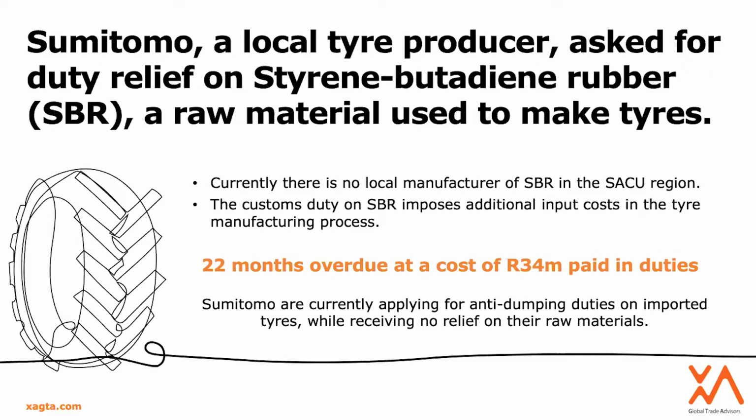That case is currently 22 months overdue at a cost of 34 million rand paid in duties. It also appears to have been completely unopposed. Ironically, Sumitomo are currently applying for anti-dumping duties on imported tires while receiving no relief on their raw materials. And of course, this would probably not just apply to Sumitomo, but also to the 3 other big tire manufacturers.